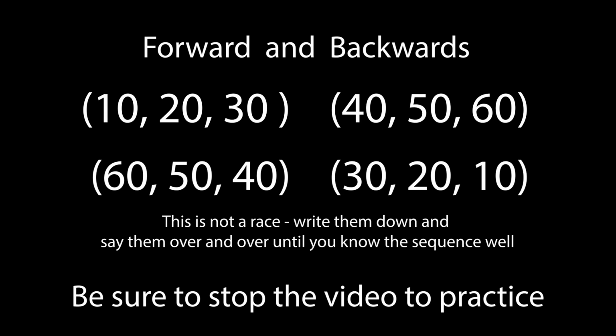Now let's start counting by tens, forward and backwards. Forwards: 10, 20, 30, 40, 50, 60. And backwards: 60, 50, 40, 30, 20, 10. Say them at a steady rate. This is not a race. Write them down and say them over and over till you know the sequence well. Be sure to stop the video to practice the sequencing.